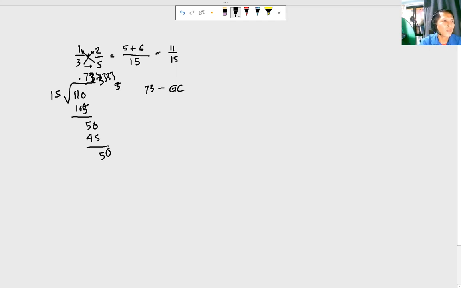Now I'll try 1/3 plus 2 all over 5. So the answer is 11 all over 15. Then I press SD. So that would be 0.733333. Okay? So that is addition.